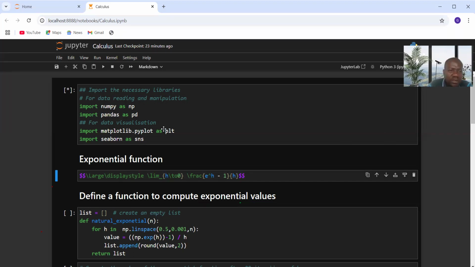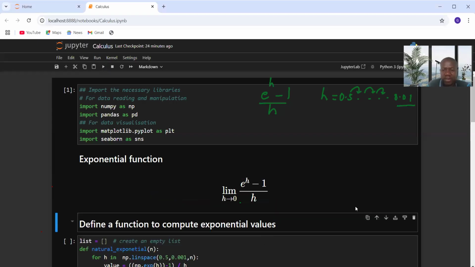We have our function, e to the exponent of h minus 1 over h. So what I do is generate multiple values of h, from 0.5 up until 0.01. I want this value to be reduced from 0.5 by the same amount up until 0.01. So in Python, we'll use something called linspace. Let's now run this just to visualize the function that I want to talk about here.